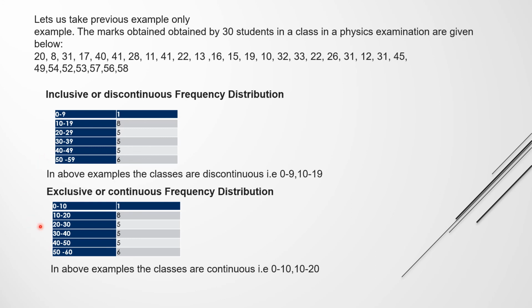Okay, now, one more thing you have to take care of in a continuous frequency table: we are writing 0 to 10, but the data we are collecting is from 0 to 9 only. 10 we are including in the next group. Okay, 20 we are including in the next group. So here we are excluding the upper limit. We are not including that one. We are writing 0 to 10, but we are collecting the data up to 9 only.